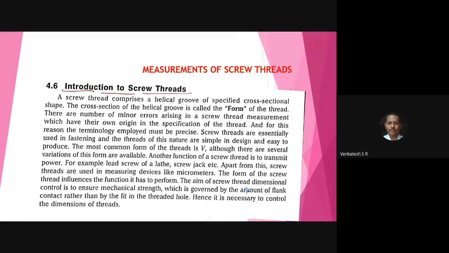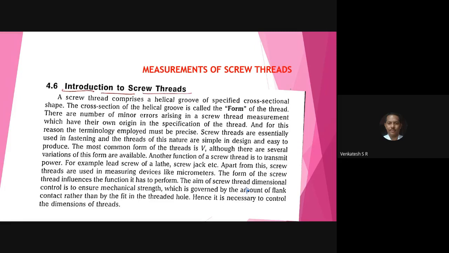How many types of threads do we have? First question: how many types of screw threads are available, manufactured or produced on a component? Two types of screw threads are available, that is, external thread and internal thread.